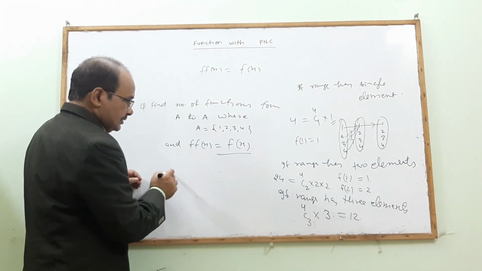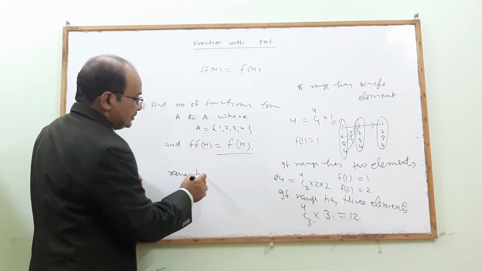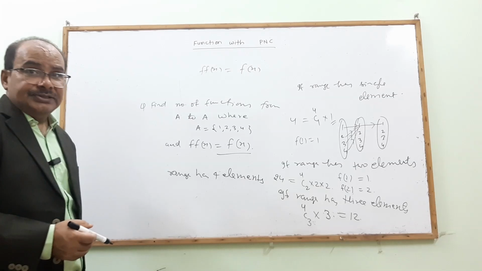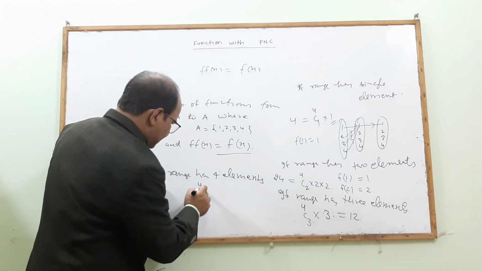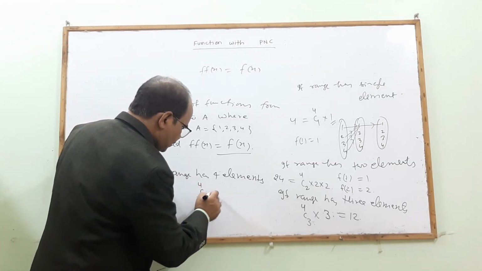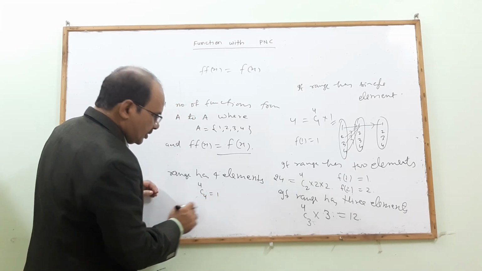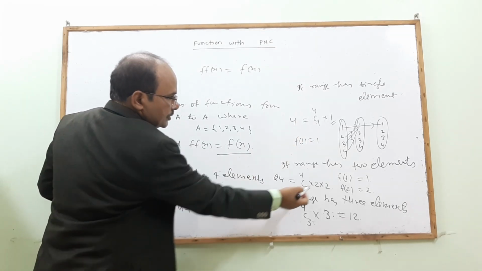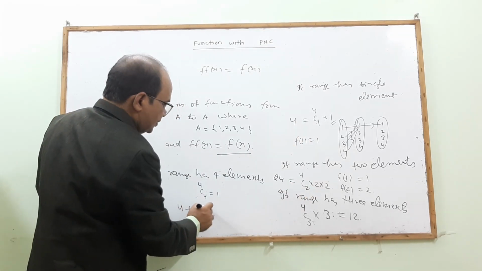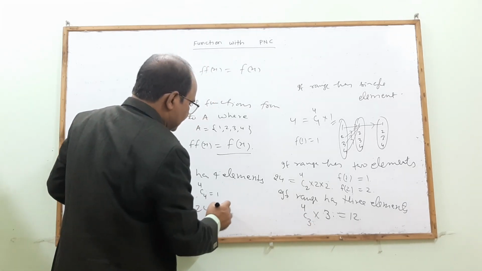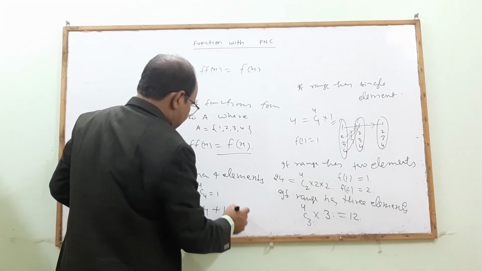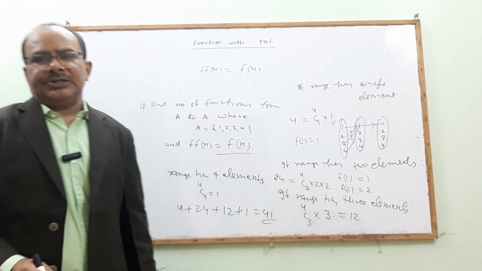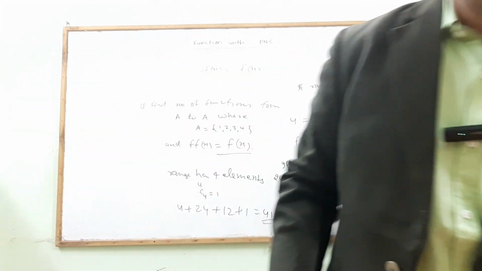And if the range has 4 elements, then we select them as 4C4, it is 1. Total number of functions will be, this is 4, this is 24, this is 12, and this is 1. Means the number of functions will be 41. Such type of function will be 41.